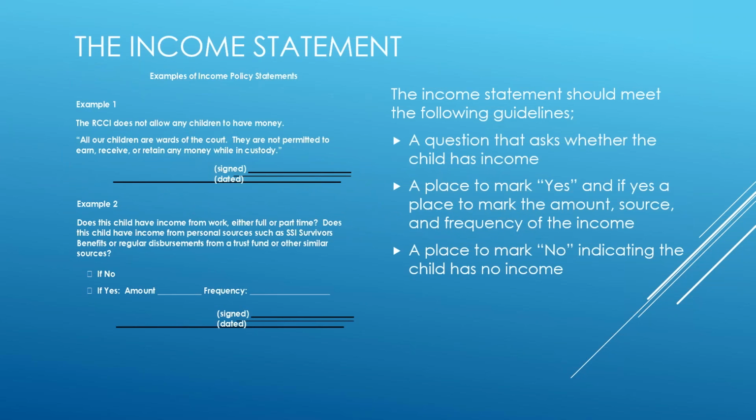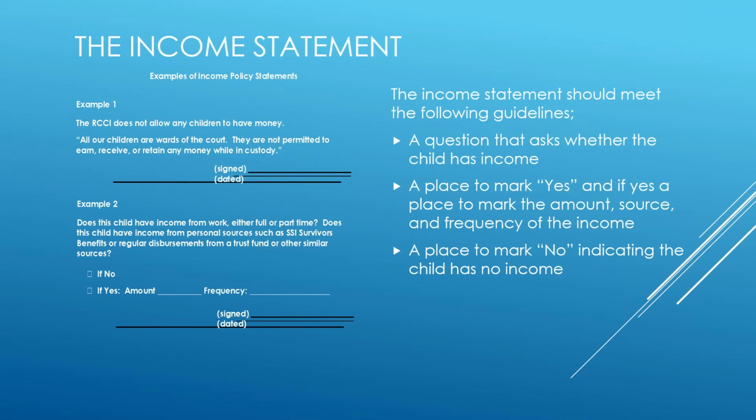If you have kids that receive money, you have to have an income statement. I put two examples up here. The first one is if your RCCI does not allow any money. You have to have this statement. It has to be signed and dated by the admitting official, and this has to be part of each kid's admissions packet. It says all our children are wards of the court. They are not permitted to earn, receive, or retain any money while in custody. The official would sign and date that, and that would become part of the kid's admission packet.